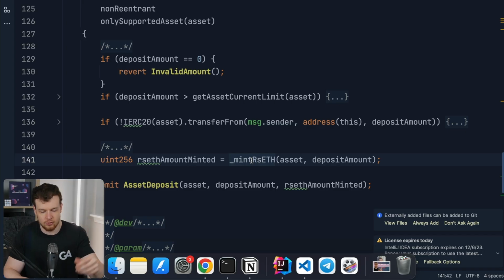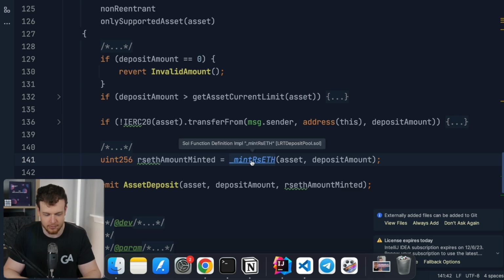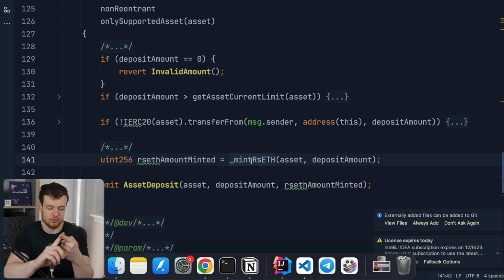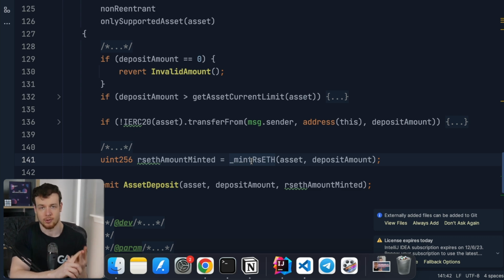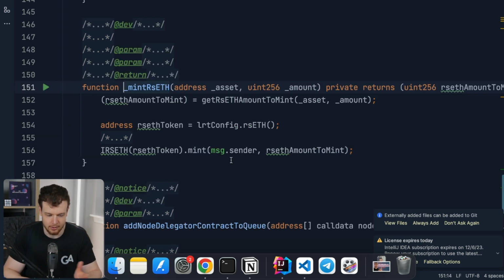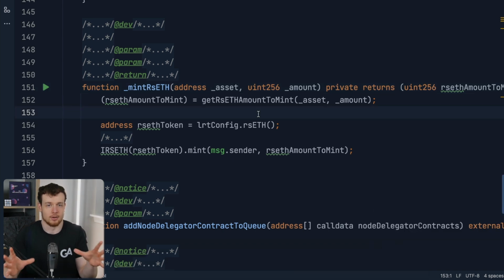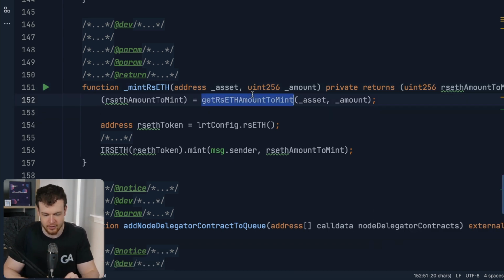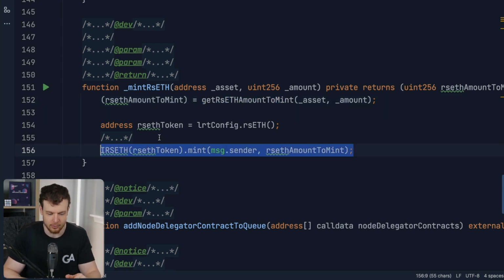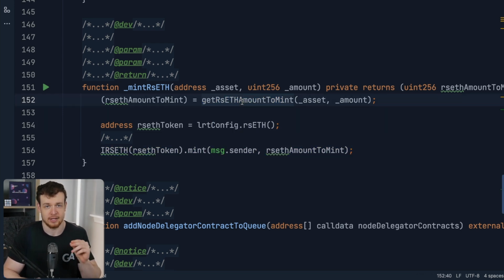So let's go into this underscore mint RS ETH function, because it looks like that's pretty much how we determine how much to mint, and it looks like it's also where the minting happens. So let's go into this function, and we can see that there's yet again another internal function that will determine how much to mint, and then we actually do the minting right here. We are specifically interested in how they determine that amount, so let's go in here.